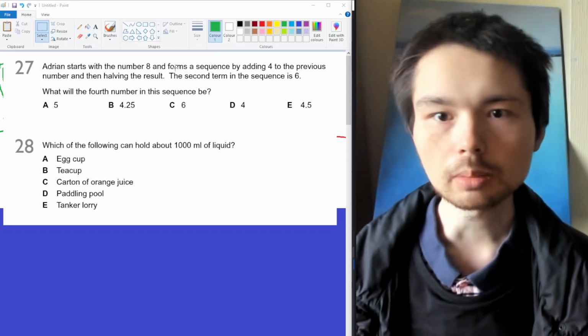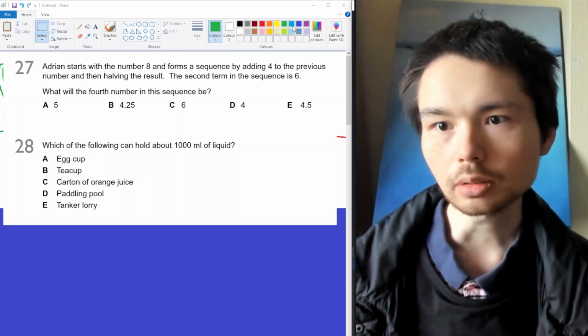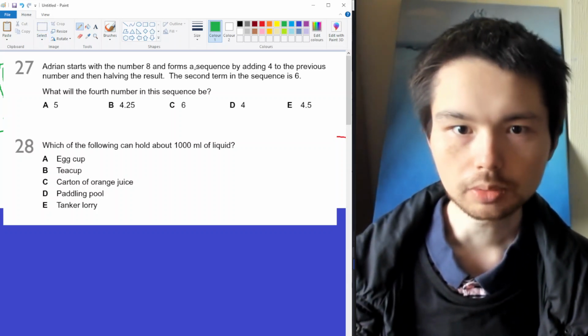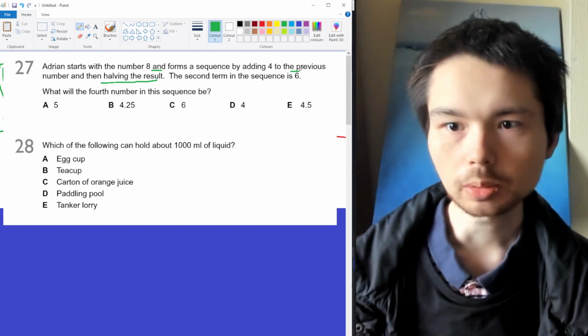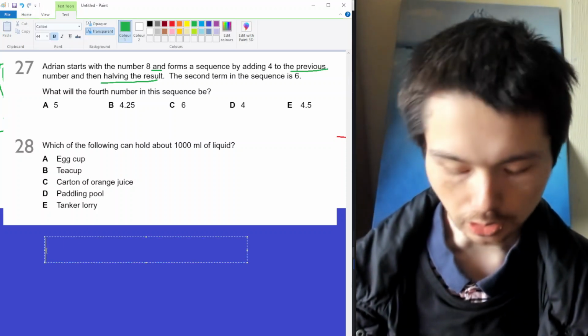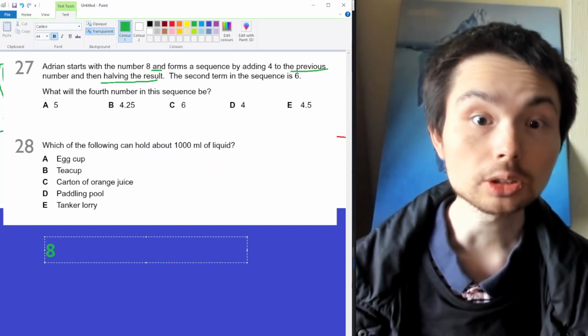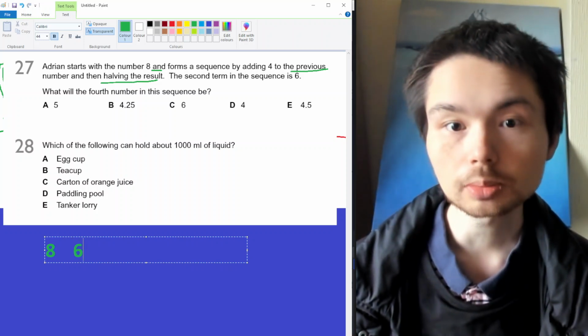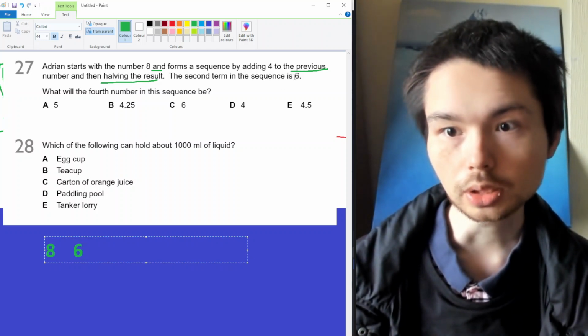Adrian starts with the number 8 and forms a sequence by adding 4 to the previous number and then halving the result. So let's quickly do that. So 8. You're going to add 4. What's that? 12. Then you're going to halve it. 12 divided by 2 is 6. And they've told you the second term is 6. How nice.